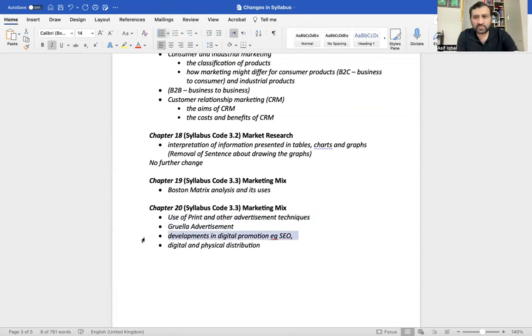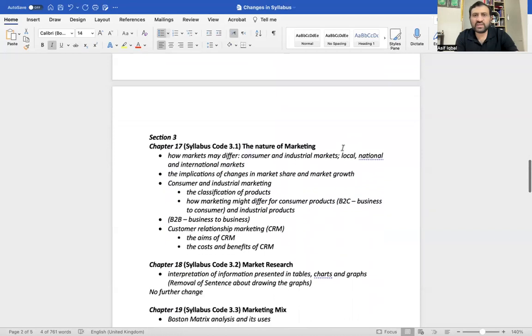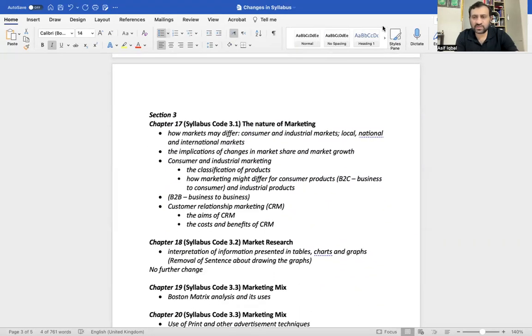Similarly, digital promotion is the major focus of the examiner now. For example, search engine optimization has been specifically asked. Another thing that is part of the syllabus now is the difference between digital and physical distribution. For example, when we talk about digital distribution, the music that we can download from YouTube and such is also part of chapter number 20, marketing mix, now. So these are the changes in section number 3 AS. I'm talking about AS now specifically.